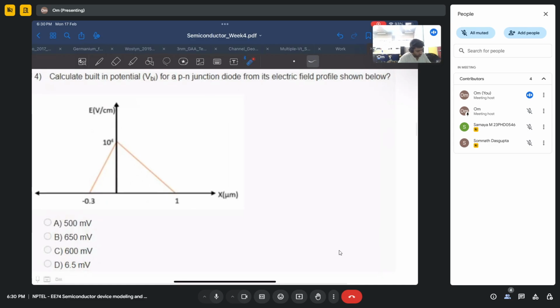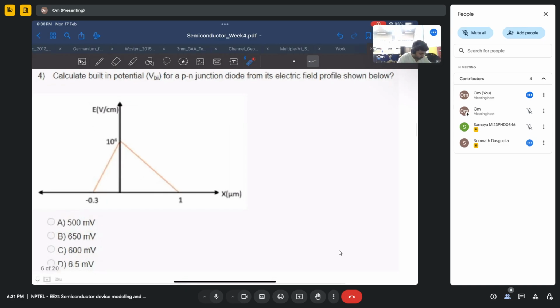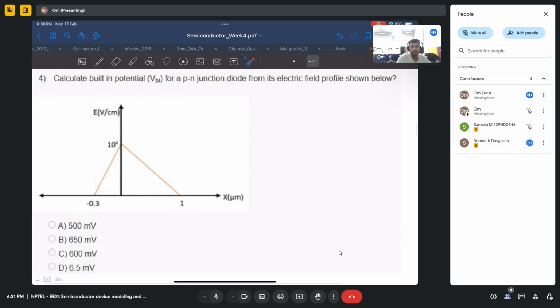So what do you know? Do you know the derivation of this p-n junction electric field? No, sir. Okay. I think it is there in the videos, and I recommend you see that. It will not be good for our time if I go into the entire derivation, but I recommend you just follow through it somewhere from the internet. Then this question will be much more clear to you.